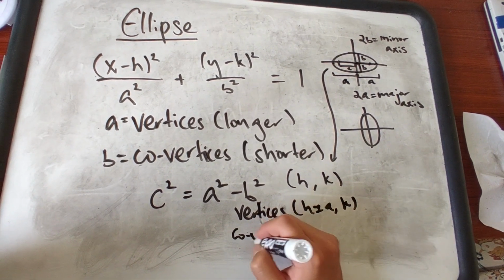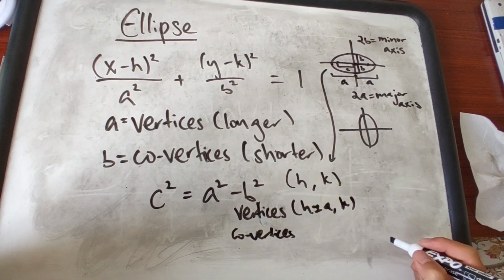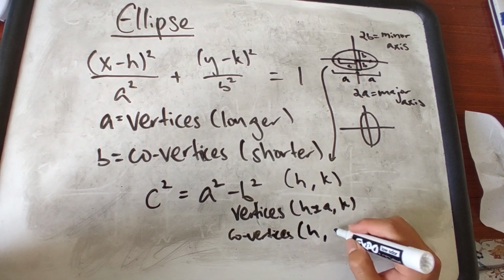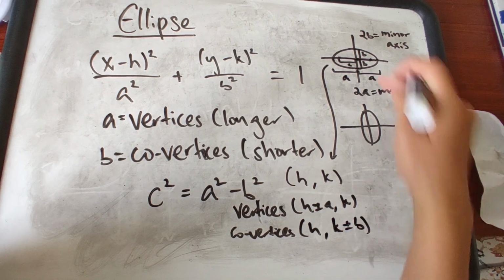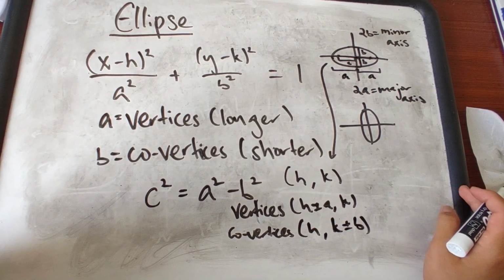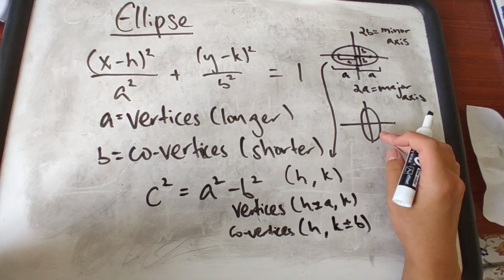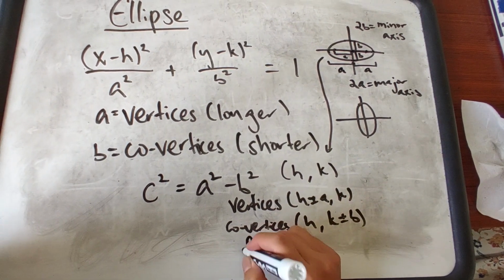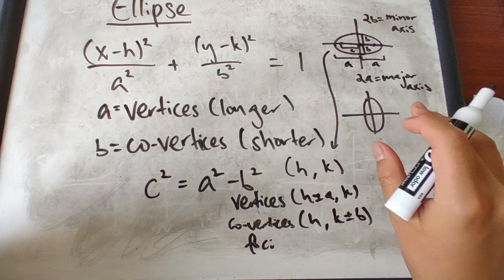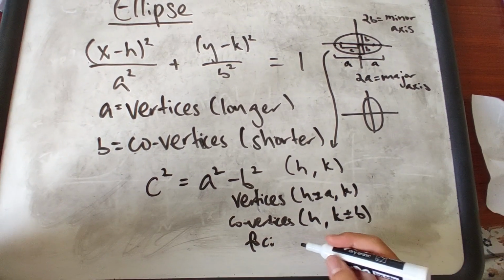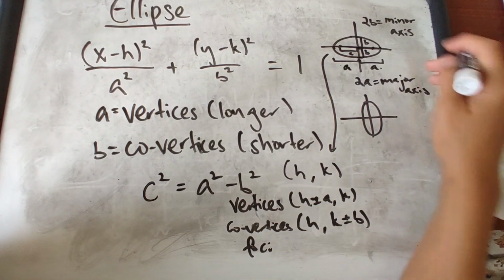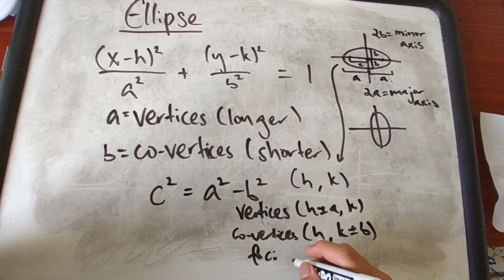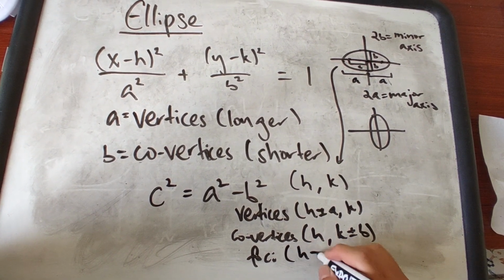And likewise for the co-vertices, that is from the center to the co-vertex on both sides, that would be (h, k plus or minus b). In this case, the co-vertices are on the y value, but over here it's going to be reversed, so the co-vertices are in the x value. And for the foci, it's on whichever side has the major axis, or A. Because in this example A is on the x value, the foci would also be on the x value.